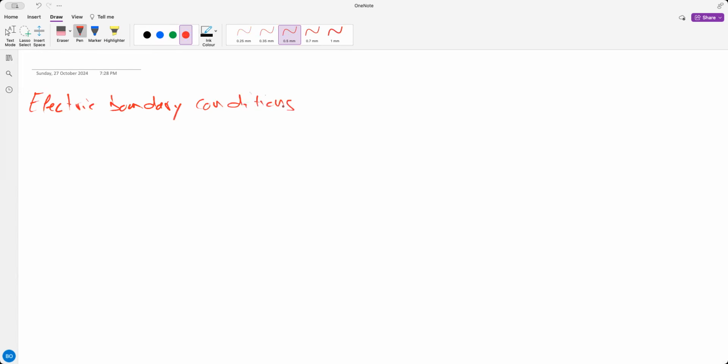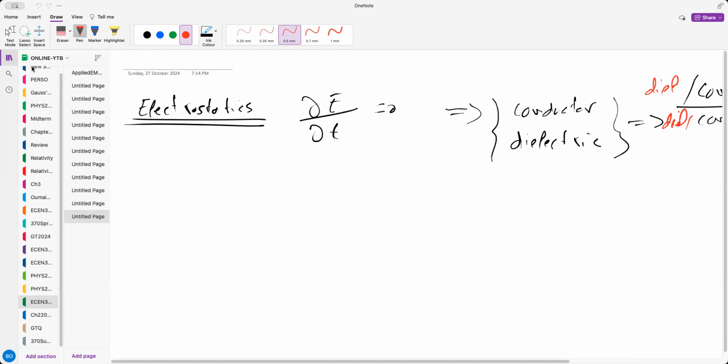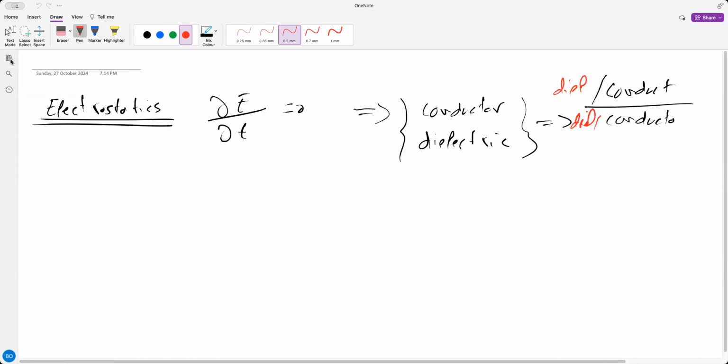Now, let me do something. Why are we interested in those electric boundary conditions? Just to explain a little bit. Electric boundary conditions are used when you are trying to calculate the electric field in a material that is composed of different materials, like a dielectric, conductor, etc.